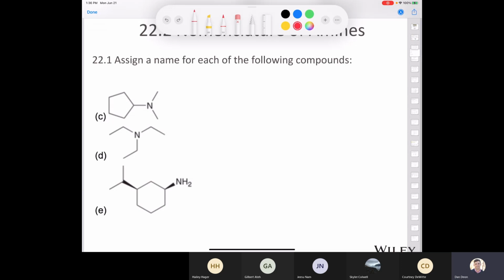The first one and the second one are tertiary amines. Let's go with number 2. For D, we'll start with D first. Could anybody give me an idea of what kind of name you might want to use for D, based off of the rules that we just saw?